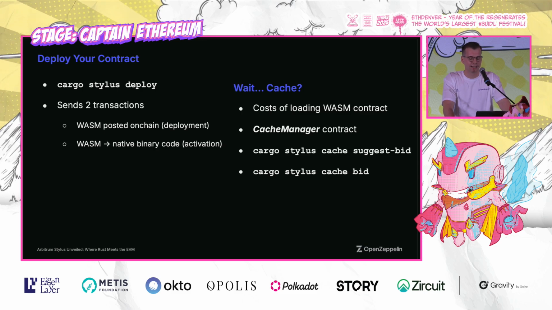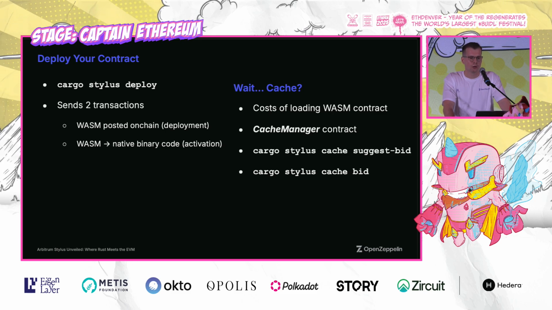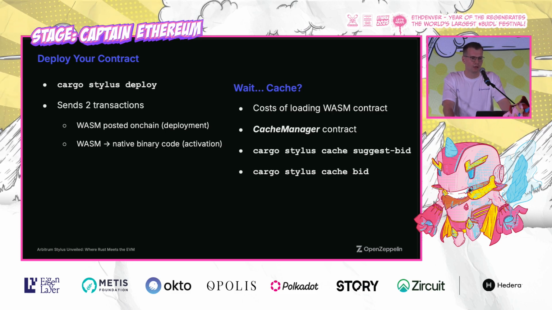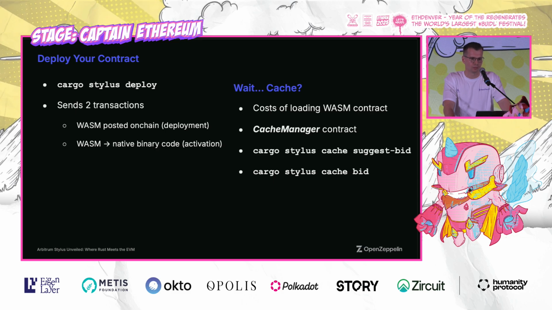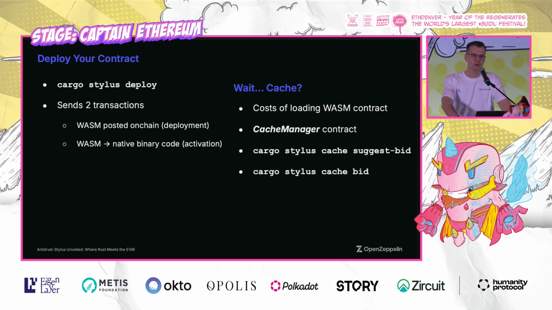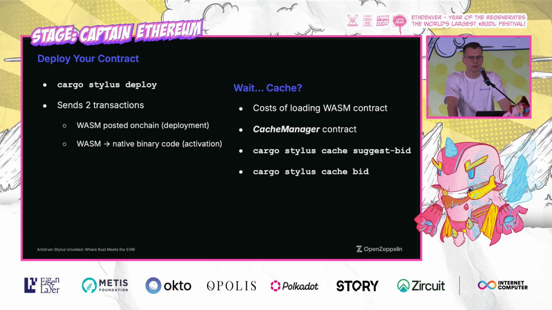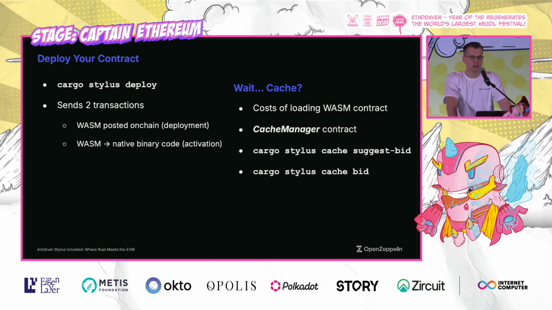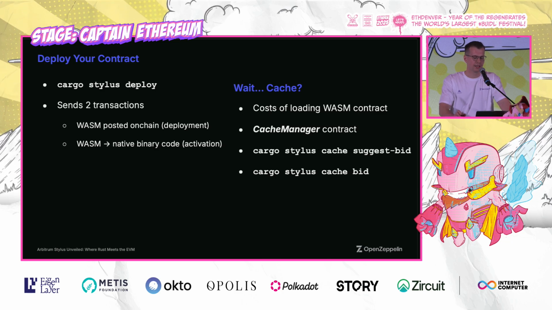Everything is managed by the cache manager contract, and to place a smart contract in cache, we just need to place some bid, and we have it cached. We can also use our Cargo Stylus tool to check the minimum bid for the smart contract and place it in the cache.